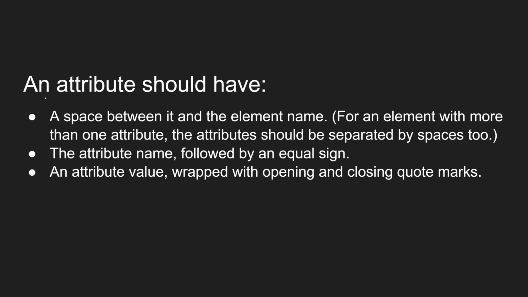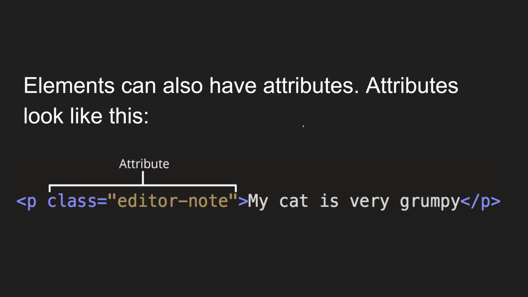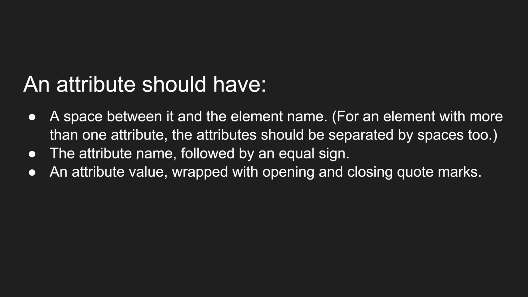In order to have an attribute for an element, we should follow these rules. A space between it and the element name. Right now we have the p tag, right? This is an element and there should be a space between the element and the attribute. And for an element with more than one attribute, the attributes should be separated by spaces too.